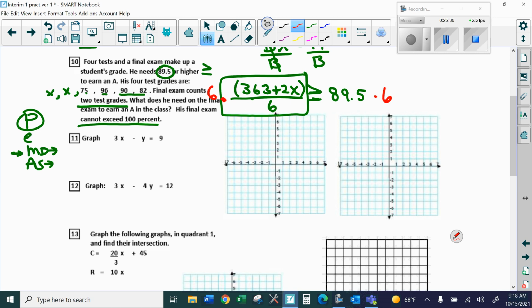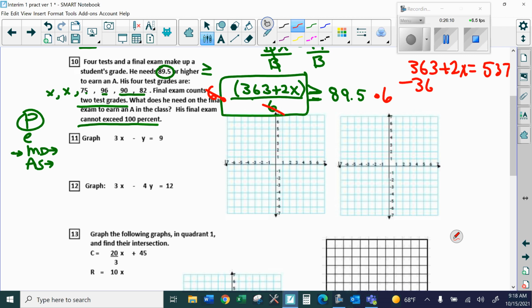So multiply both sides by 6. That cancels that out. Okay, now I have 363 plus 2x equals. If I go ahead and do that, 6 times 90 is 540 minus 3 is 537. That should be what you get there. You can put it in a calculator. This will be on the calculator part of the interim.